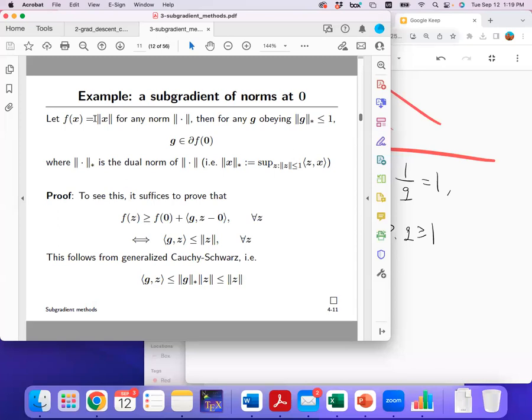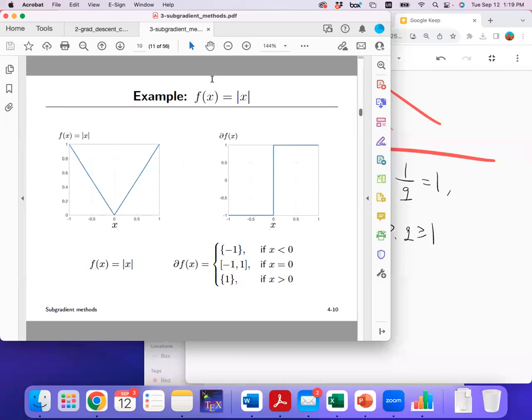For example, if you consider the L1 norm here, then the subdifferential of the L1 norm at 0 is simply all the vectors whose infinity norm is less than 1. Okay, so all the vectors whose infinity norm is less than 1. And this L1 norm generalizes this example. This is a simple example in 1 dimension. But if we consider a high dimensional vector, we can consider its L1 norm.